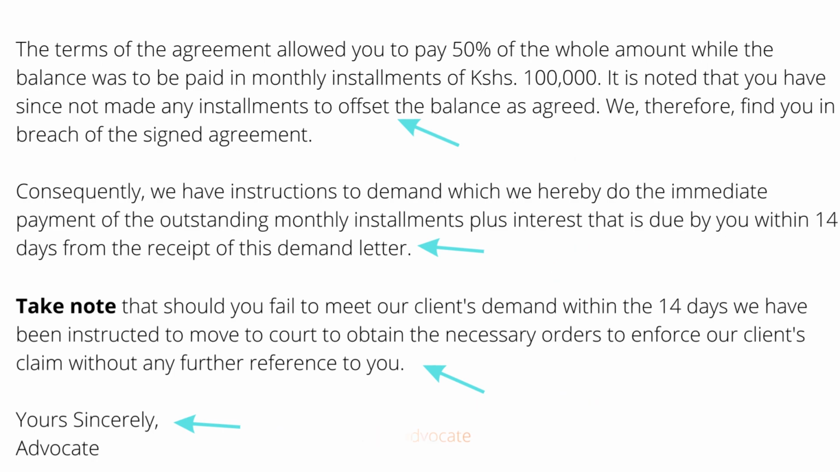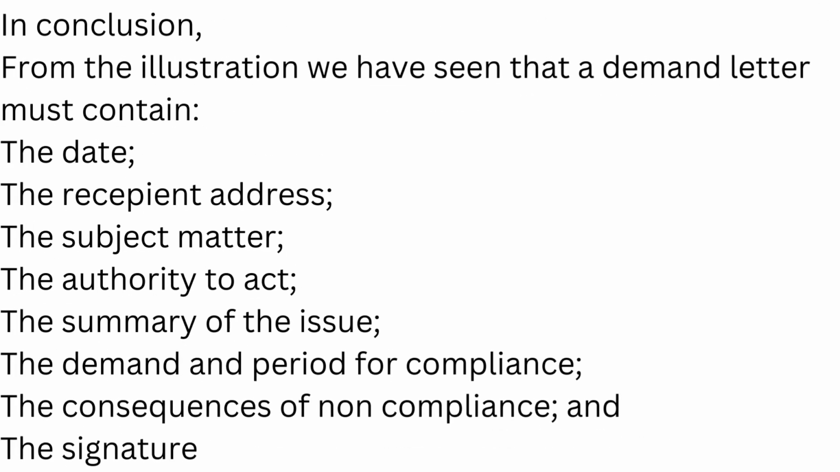Okay. So in conclusion, we have seen from that example, from the illustration, that there is the date, there's the recipient's address, there's the subject matter, authority to act, the summary of the issue, the demand and period for compliance, the consequences of non-compliance, and the signature.